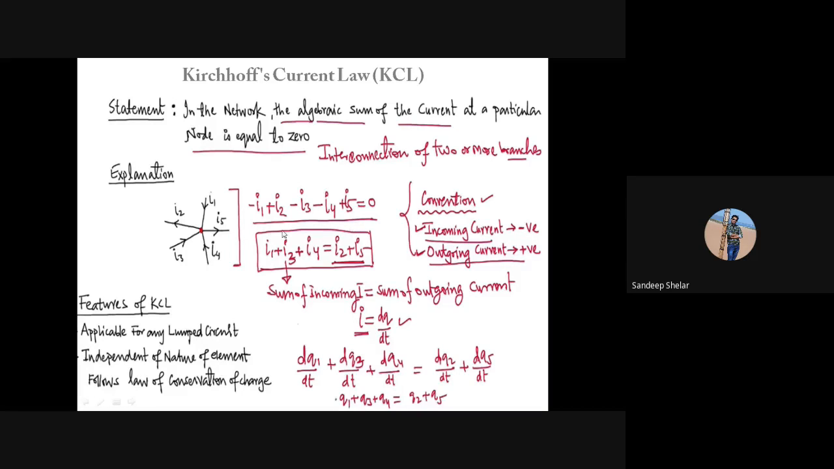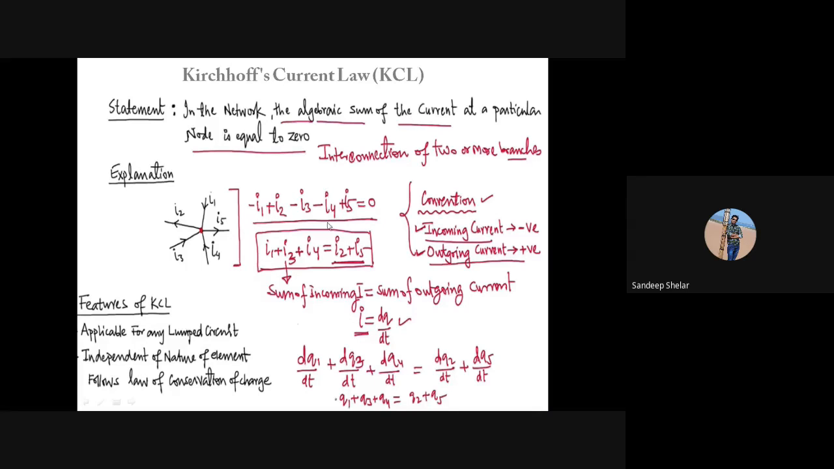The current I1 is incoming current, so minus I1. Current I2 is outgoing current, taken positive, that is plus I2. Current I3 is incoming current, taken negative, that is minus I3. Current I4 indicates incoming current, so the sign is minus I4. And the last one is current I5, which is outgoing current, taking plus I5. This is the equation of Kirchhoff current law.